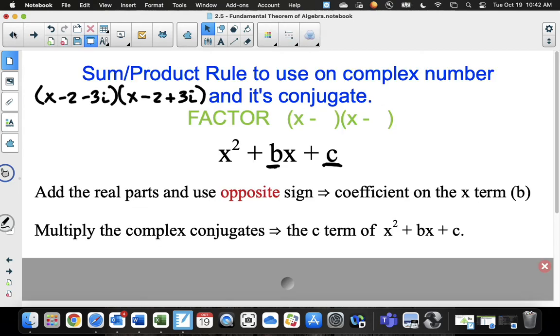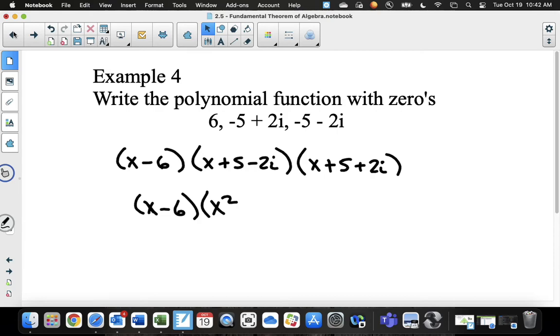Well, the b value says add the real numbers and use the opposite sign. In this case, here's the real part, negative 5 and negative 5. Add them together, you get negative 10. Change the sign, plus 10x. All that's coming from is add the real parts of your complex numbers and change the sign. Okay, and we'll talk about it again in a second.